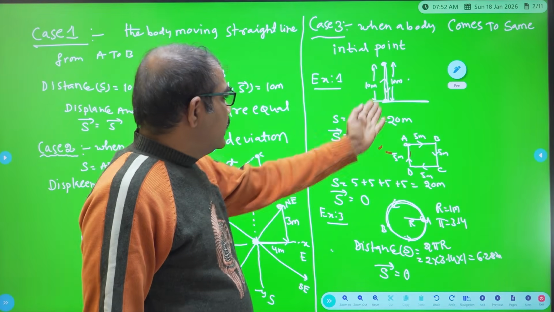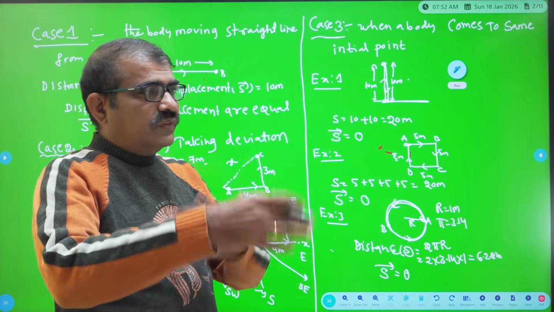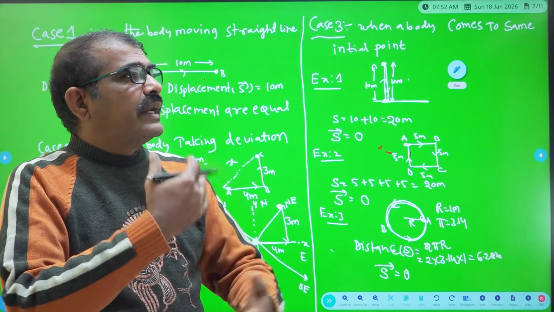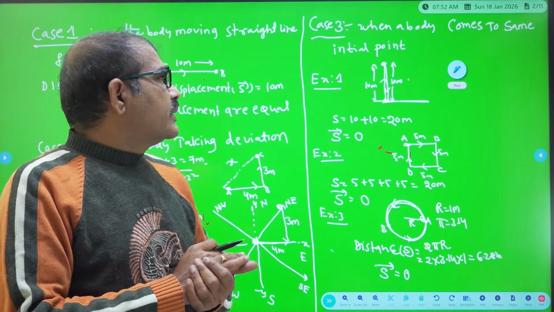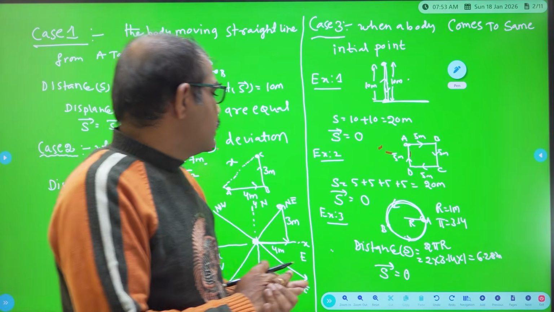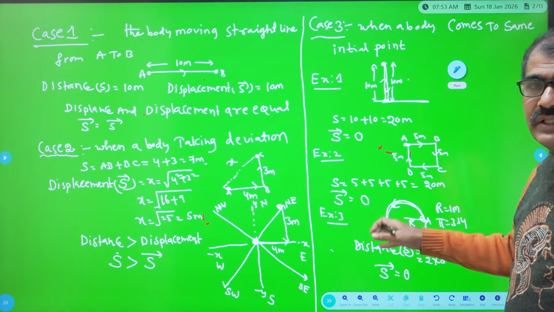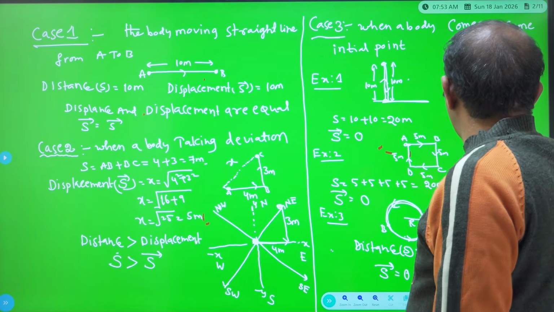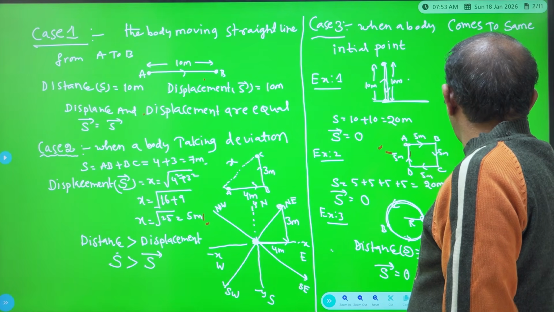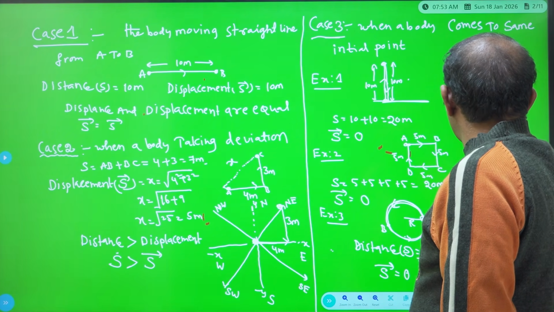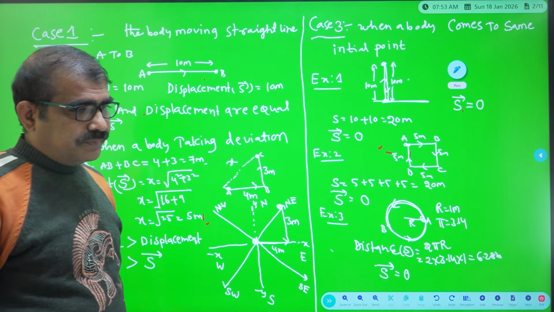So in these three cases displacement is 0, because the body completes one circle and reaches again its initial point. And what happens? Displacement is 0. So from these three examples, we can say that displacement S bar is equal to 0.